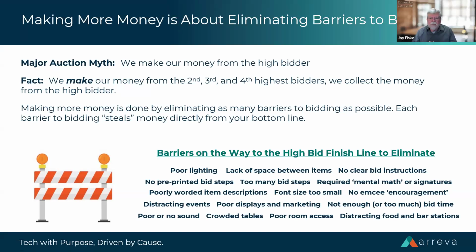Requiring mental math. Let's not ask people to say, oh, it says minimum raise $50. It's a $273. The minimum raise is 50. So how much is 50 and 273? And they've got to do that math in their head. You don't want them to have to do that. Make sure your bid form, if it's a paper bid form, has the bid steps pre-filled out on it. Make sure it's a nice large font because most of these people will not have their reading glasses with them. So you want to give them a nice 16 to 18 to 20 point font to read the descriptions.